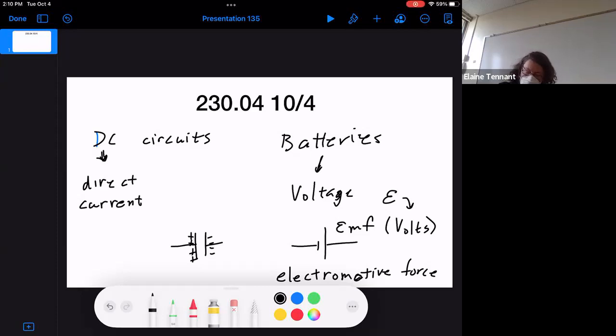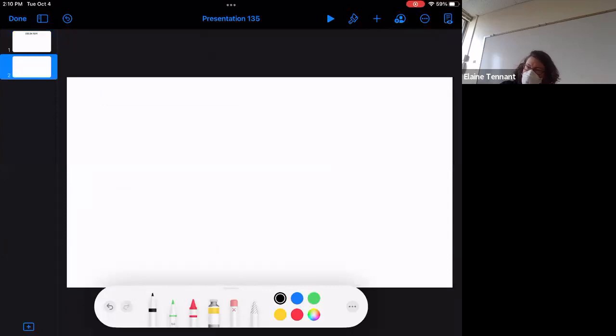Also, the next thing we need to talk about is how batteries have internal resistance. Batteries, being physical things, have resistance, just like copper has some amount of resistance. So everything has some amount of resistance. Batteries tend to have a little bit more internal resistance than other things, but that's going to matter when we start putting current through them.